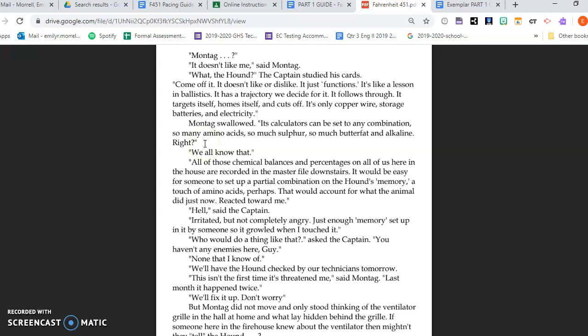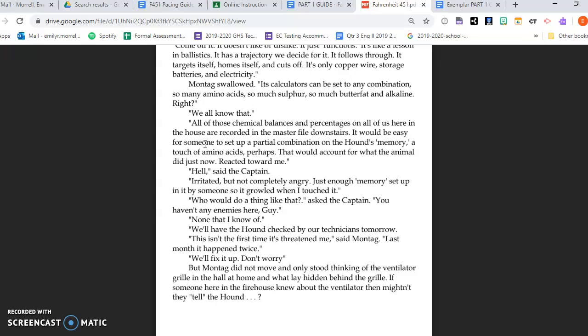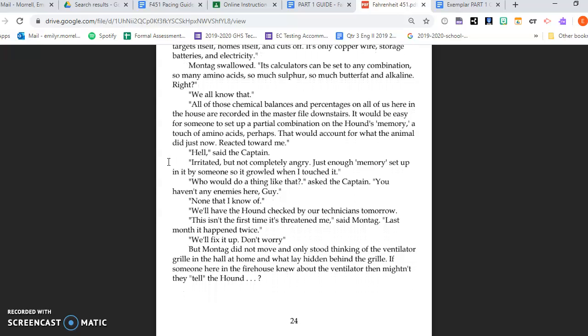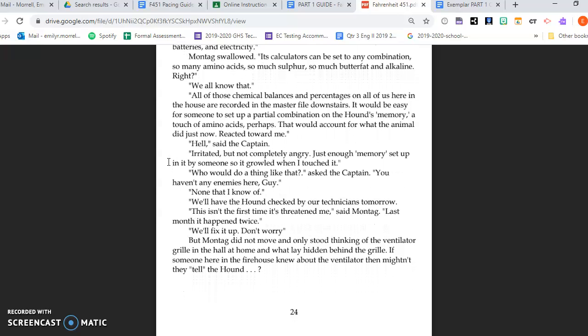So many amino acids, so much sulfur, and so much butterfat and alkaline, right? We all know that. Of all those chemical balances and percentages on all of us here in the house are recorded in the master file downstairs. It would be easy for someone to set up a partial combination on the hound's memory. A touch of amino acids, perhaps. That would account for what the animal did just now, reacted toward me. Hell, said the captain. Irritated, but not completely angry. Just enough memory set up in it by someone so it growled when I touched it. Who would do a thing like that? Asked the captain. You haven't any enemies here, Guy. None that I know of.